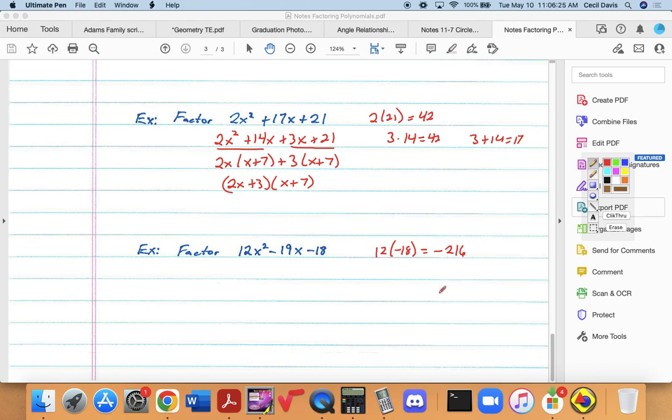So I need two things that multiply together to be negative 216 and add together to be negative 19. That's my middle term. So they're both negative? No, one's got to be negative, one's got to be positive. Negative 27 and positive 8. Negative 27 and positive 8? Right? Does 27 times 8 equal negative 216?